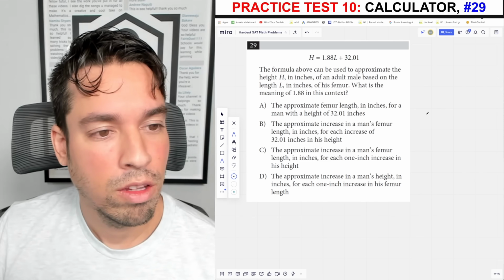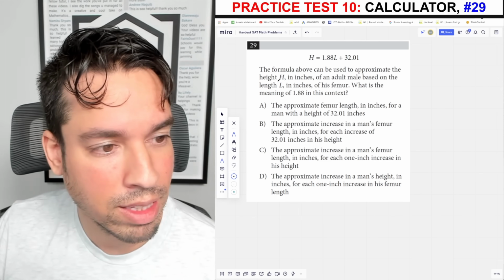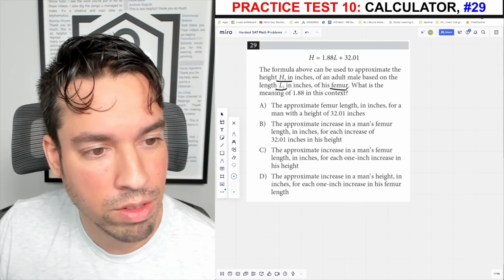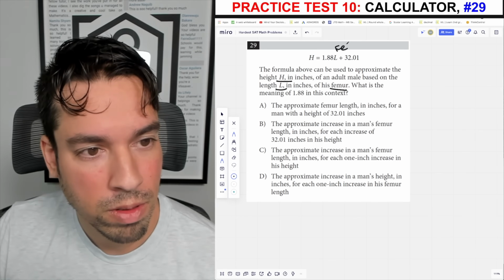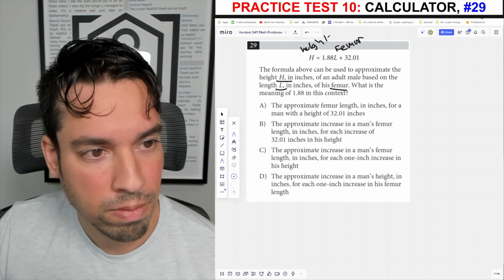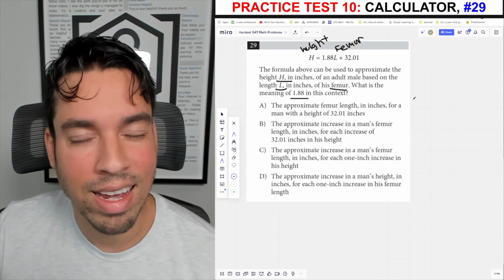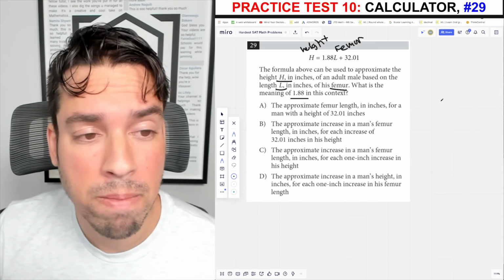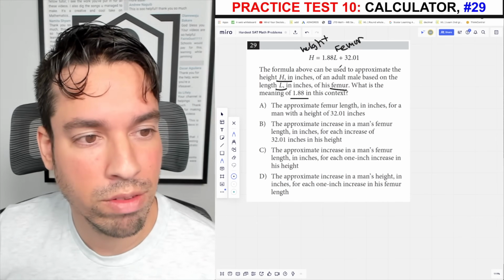The formula above can be used to approximate the length h in inches of an adult male based on the length L in inches of his femur. So this is femur, and this is height. What is the meaning of 1.88 in this context? So first of all, I know that 1.88 is the slope. I know that. And if I can see anything where it talks about the rate of change, we're good.